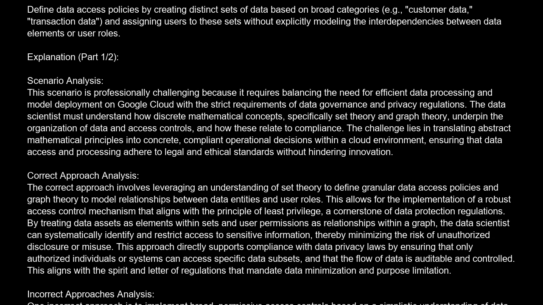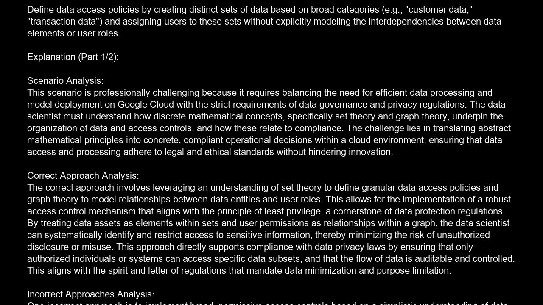This approach directly supports compliance with data privacy laws by ensuring that only authorized individuals or systems can access specific data subsets, and that the flow of data is auditable and controlled. This aligns with the spirit and letter of regulations that mandate data minimization and purpose limitation.